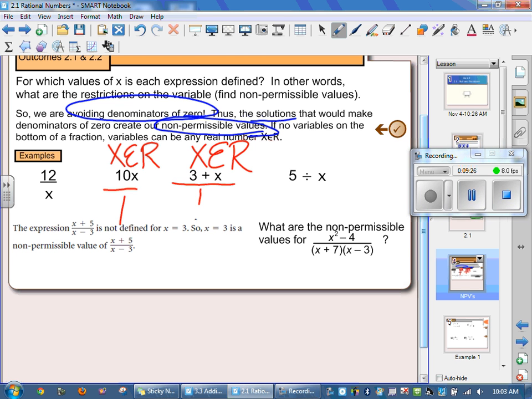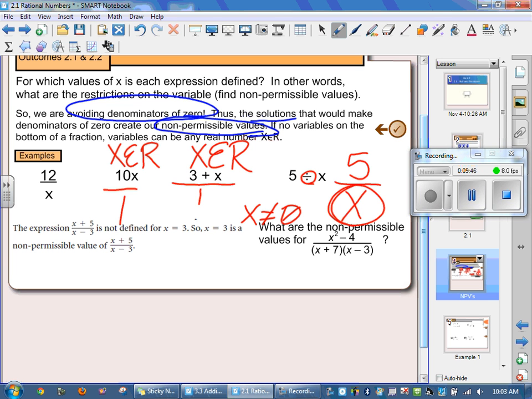The divide sign is the same as saying 5 divided by x. It's on the bottom of the fraction. So here I'm going to have a restriction. I've got to say x cannot equal 0 there. Okay, take a look at the bottom of this one here.